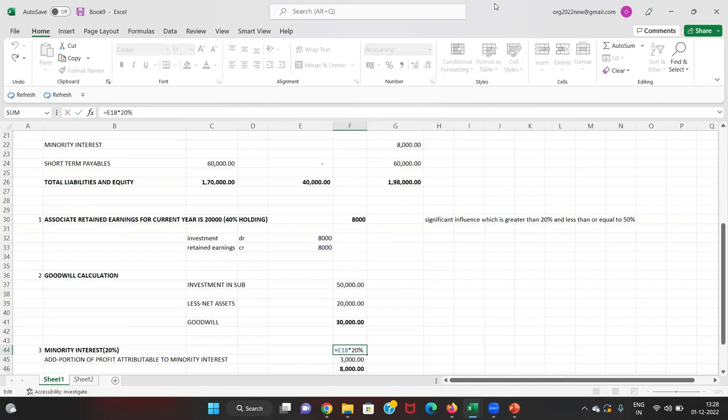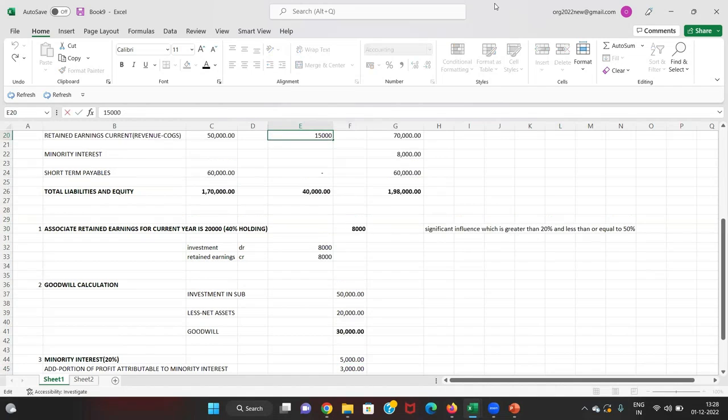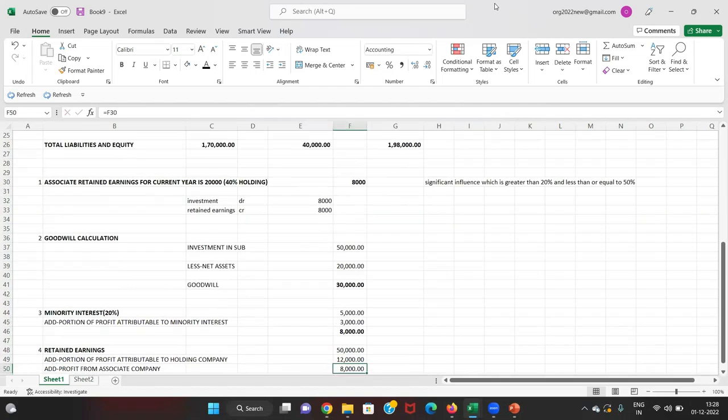Then we have the minority interest. So 5,000 would be coming from 20,000 at 20%, and we will add the portion of profit of the subsidiary which is attributable to the minority interest, which is 3,000. The profit, that is the retained earnings for the current year, is 15,000 for the subsidiary, and 20% of 15,000 is 3,000. So we have accumulated the amount of minority interest, which comes to 8,000 now.